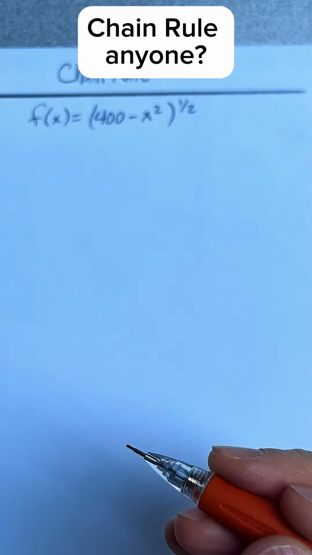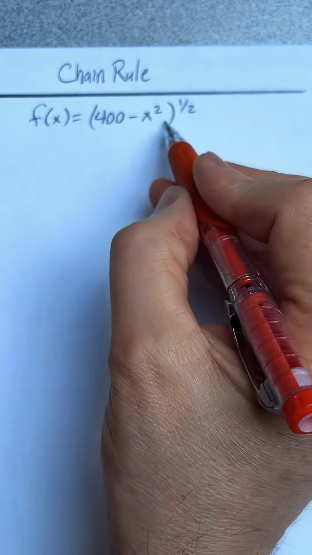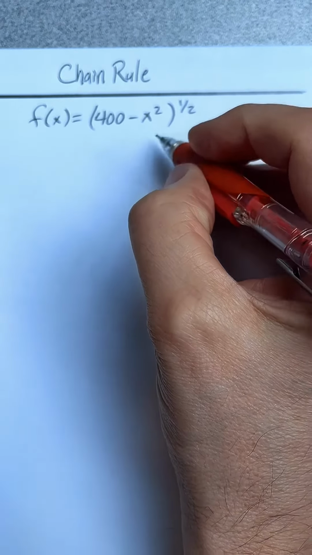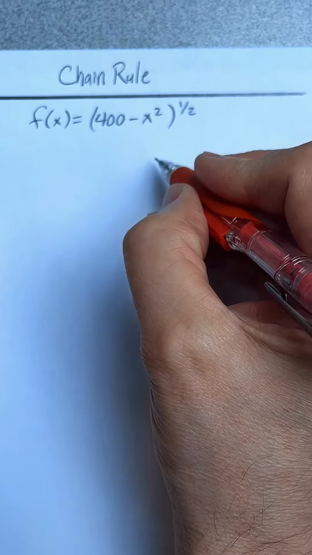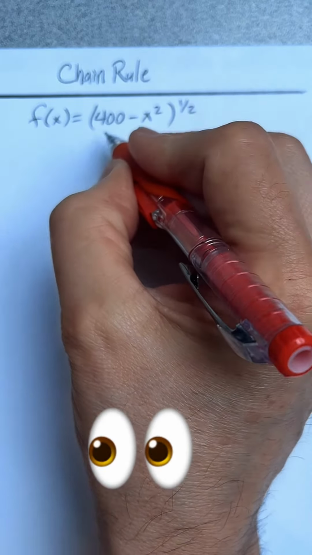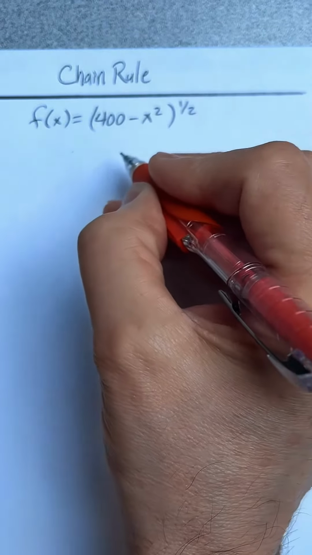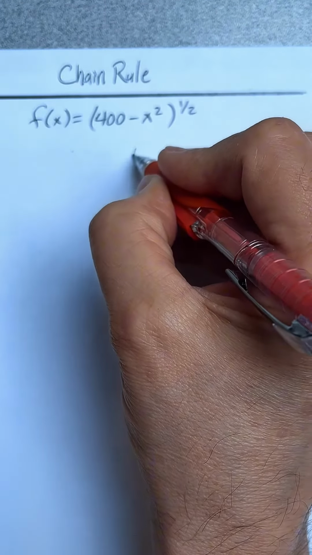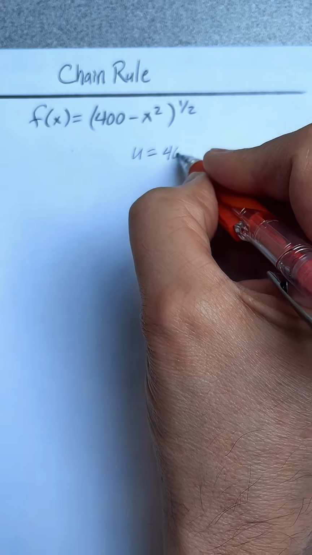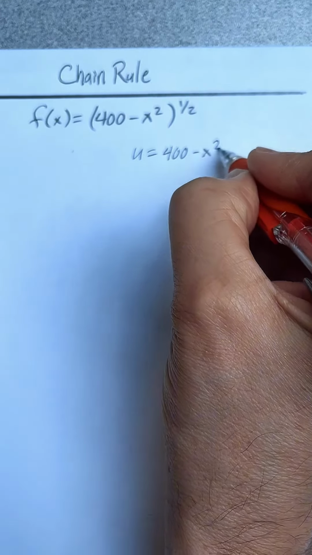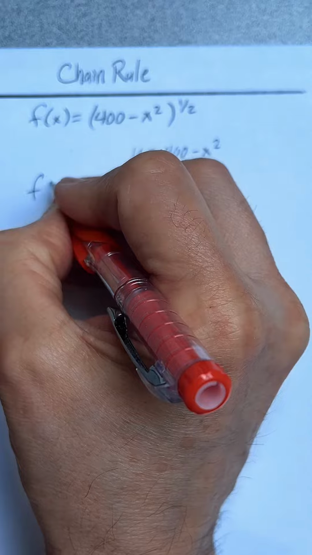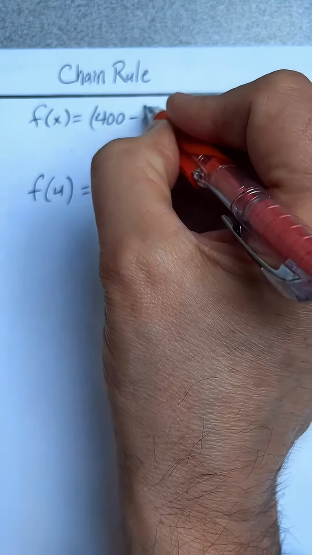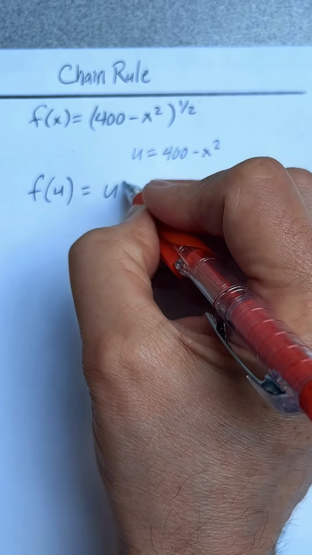All right, so we're going to do the chain rule, and our function is this, which is essentially the square root of 400 minus x squared. So what we need to do, the chain rule basically says we need to take an inside function. I'm going to make the inside function be this stuff. So u is going to equal 400 minus x squared, and we'll do f of u is essentially u to the 1/2.